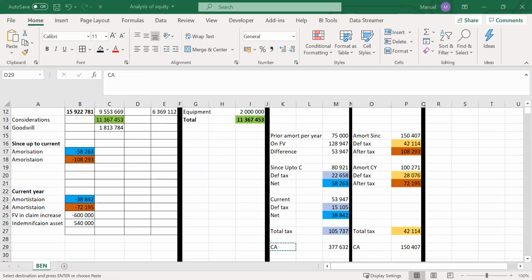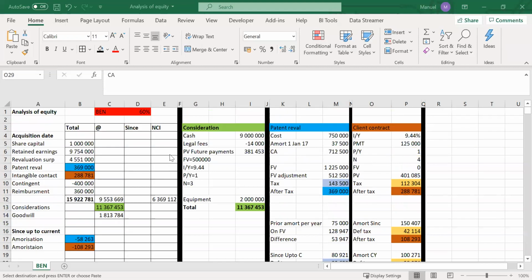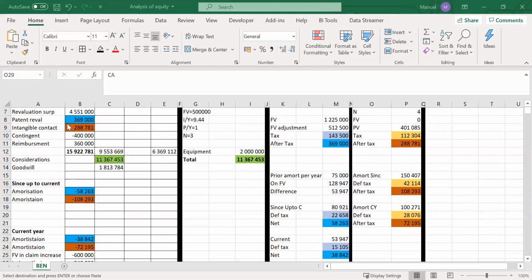154.06. Okay. Well, they've got 154.07, close enough, 2.5 marks. Okay. And then, of course, there is the indemnification asset at the end of the year. So if we go back to our analysis, yeah. So we've covered the intangible.